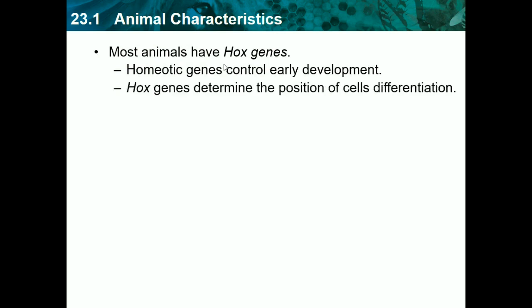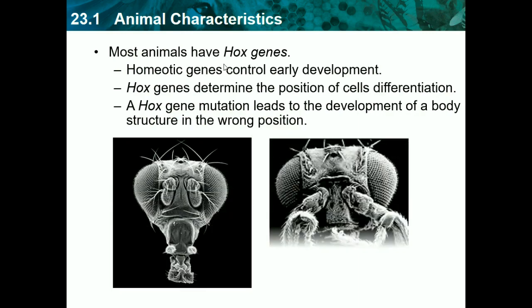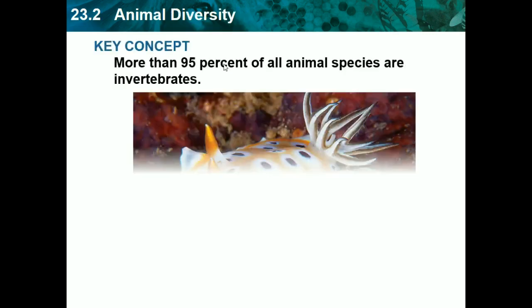Most animals have Hox genes, which are homeotic genes that control early development. Hox genes determine the position of cell differentiation. A Hox gene mutation leads to the development of a body structure in the wrong position.